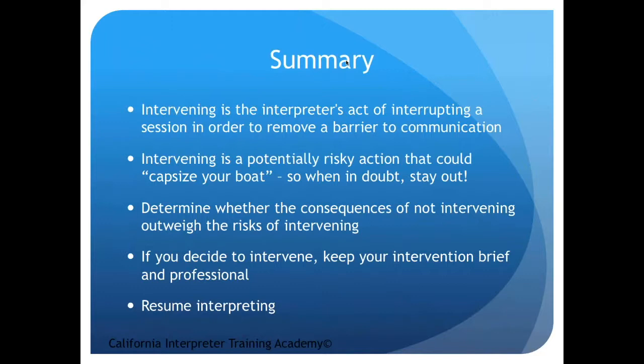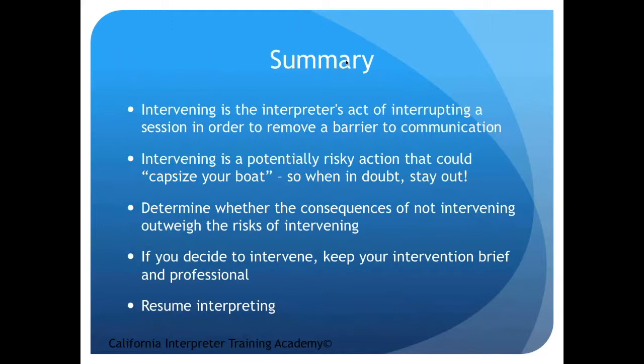And the best way to do that is to practice beforehand what exactly you are going to say in a variety of situations so that it will come out easily and smoothly, and you can maintain that brief, professional, and smooth interpretation and intervention. And finally, and last but not least, always go back to interpreting in a seamless way.